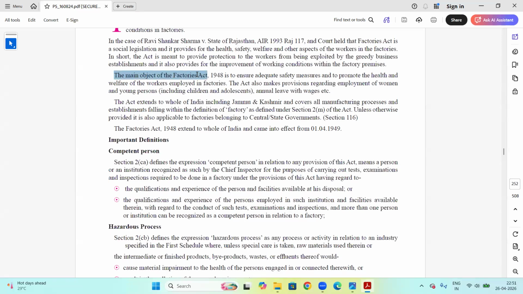What is the main object of the Factories Act? It is to ensure adequate safety measures and to promote the health and welfare of workers employed in the factory.